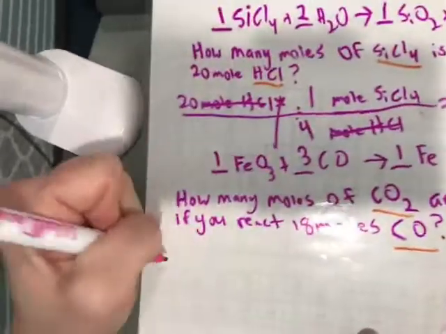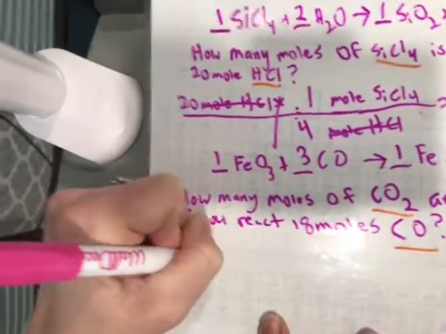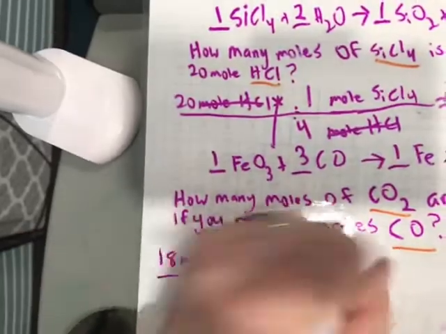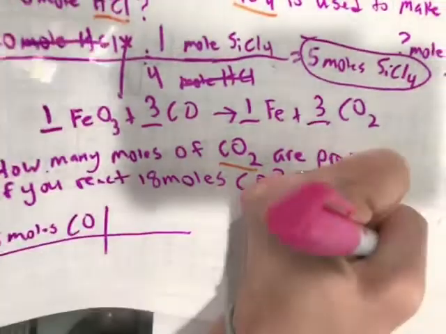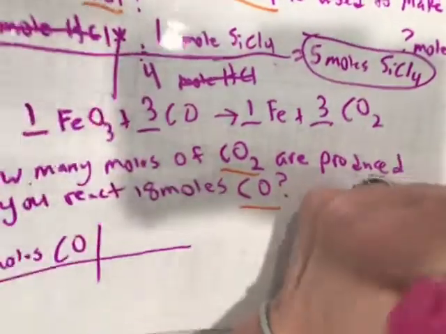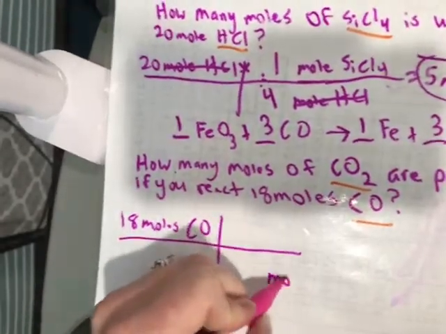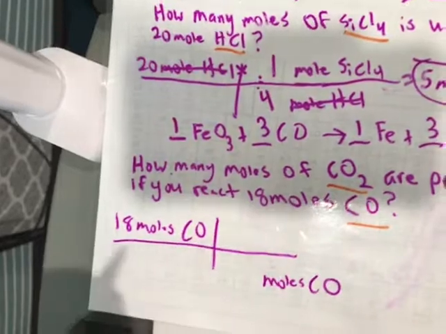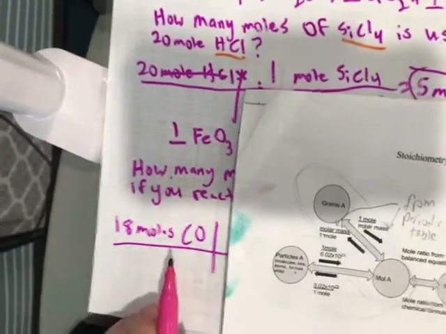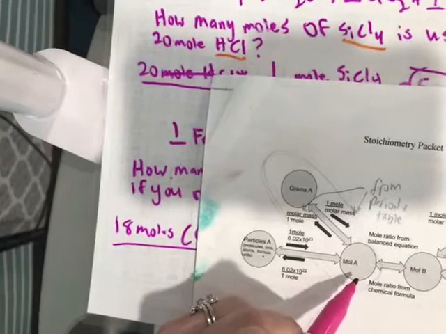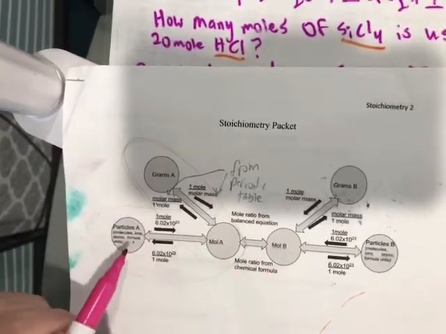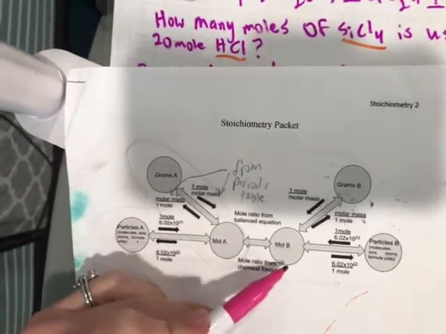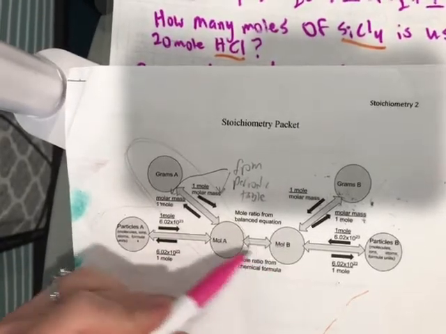Starting with my given, 18 moles of CO. Second step, what do I want? How many moles of CO2? That's my unknown. Third step, drop it like it's hot. Moles of CO come down here. So again, using my graphic organizer, I'm at moles, so I'm right here. I want to go to moles of something else, so I have to go this way, because otherwise I would have gotten to grams or particles. I don't want grams or particles. I want moles of something else, so here I am at the mole ratio from the balanced equation.